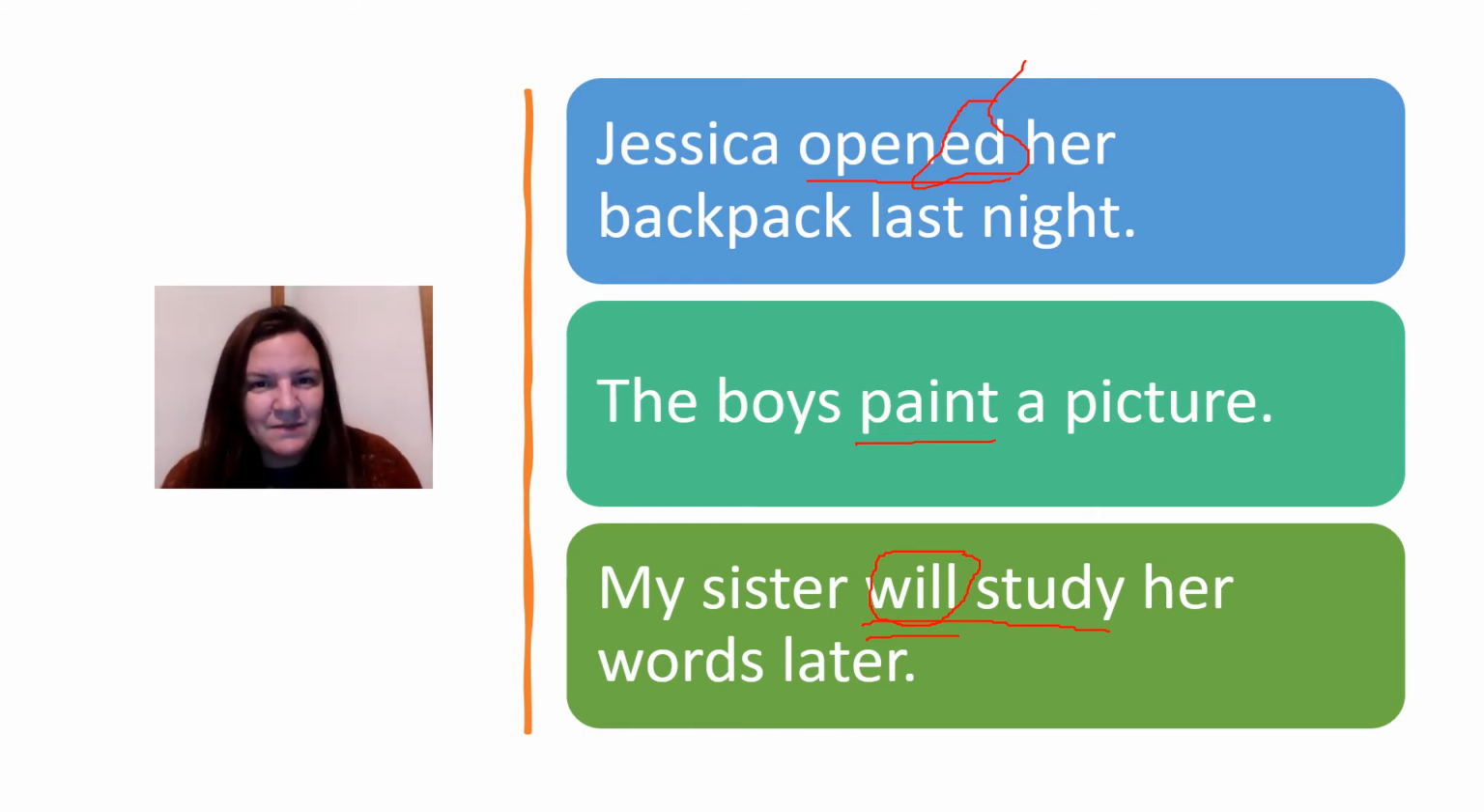Will is actually something called a helping verb. It helps out my action verb and helps us to understand that that's a future tense verb. We'll learn more about helping verbs later in the school year. But if you see ED, you know that it's past tense. If you see will, you're going to know that it's future tense. So let's look at a chart and see if we can put some of our verbs in the right place in the chart.